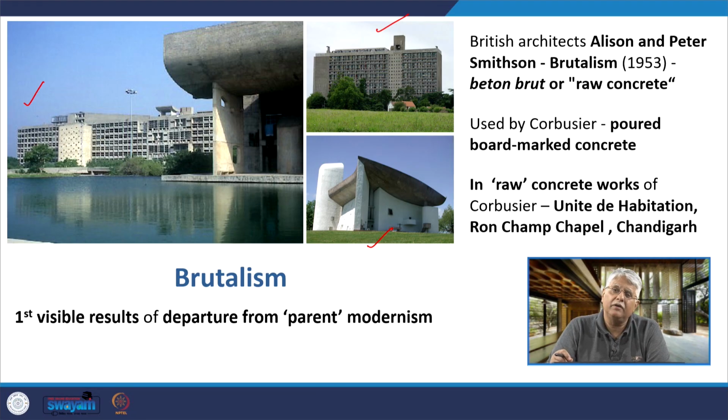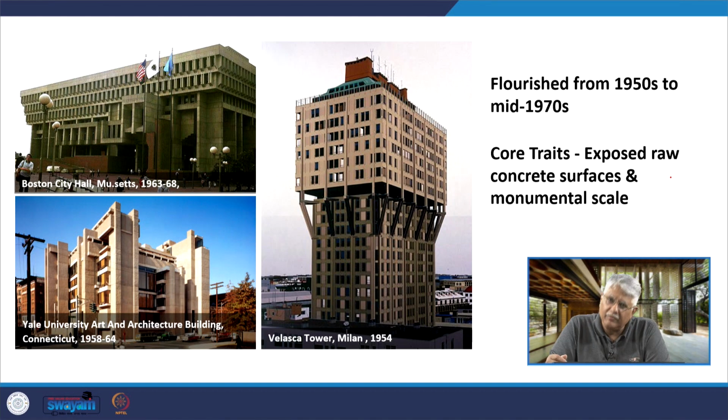The raw concrete works of Corbusier, like I said, are famous, and Brutalism is one of the first visible results of departure from the parent modernist movement. It flourished from the 1950s to the mid 1970s. In fact, India also had a large number of brutalist buildings because of Corbusier coming to India. Other architects also carried forward brutalist architecture in their works, and in fact brutalism has not totally disappeared.